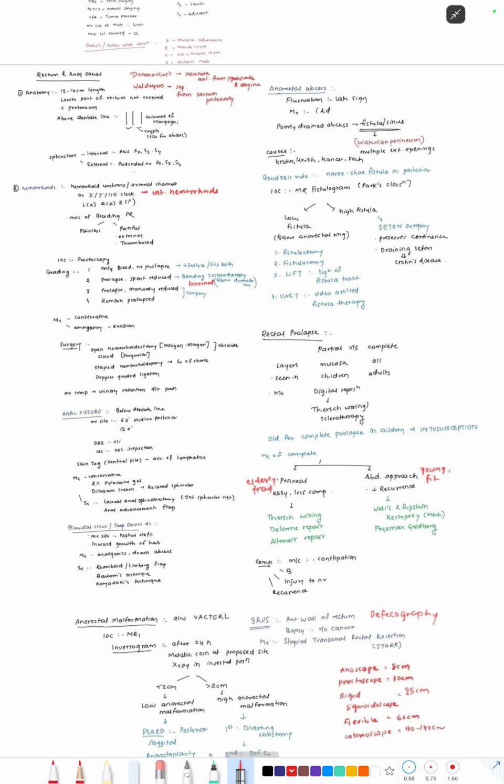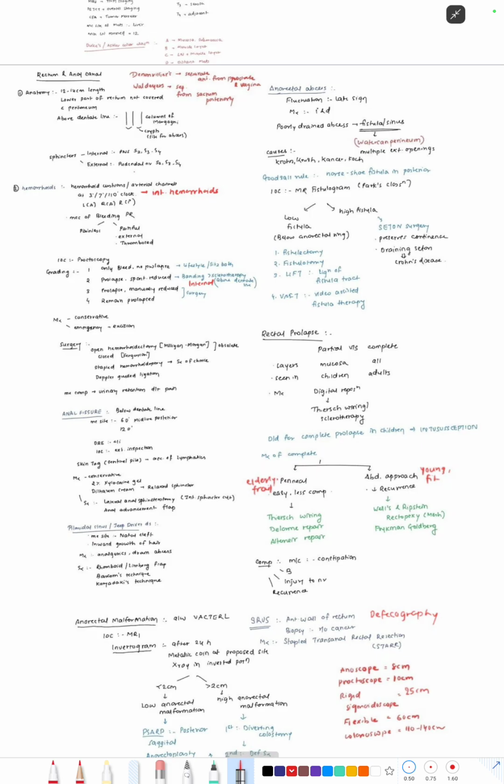In pilonidal sinus, also called as the jeep driver's disease, the most common site is going to be the natal cleft, where there is an inward growth of hair. Management is analgesics or drain the abscess, or if not, the surgical repair is by a Z-plasty or a Limberg's flap, rhomboid flap, Bascom's technique, or Karydakis technique.